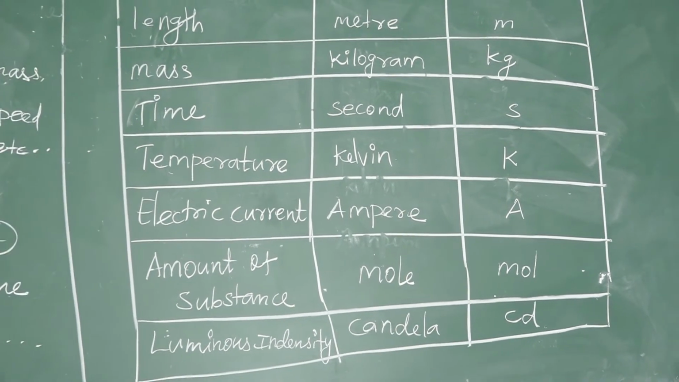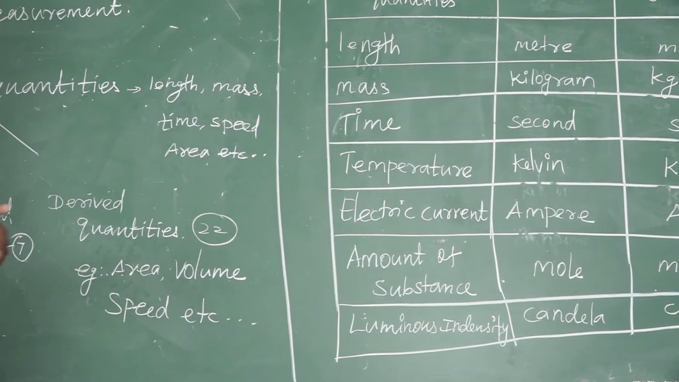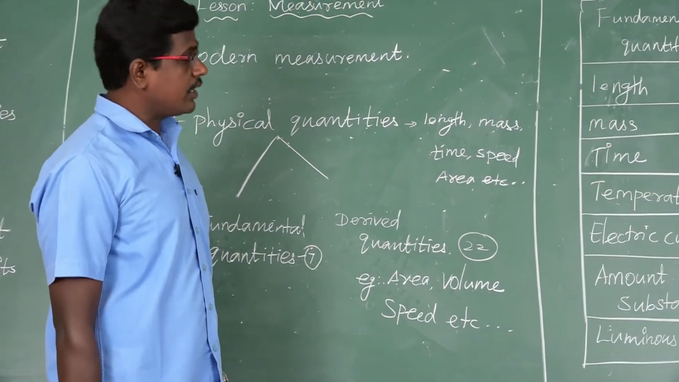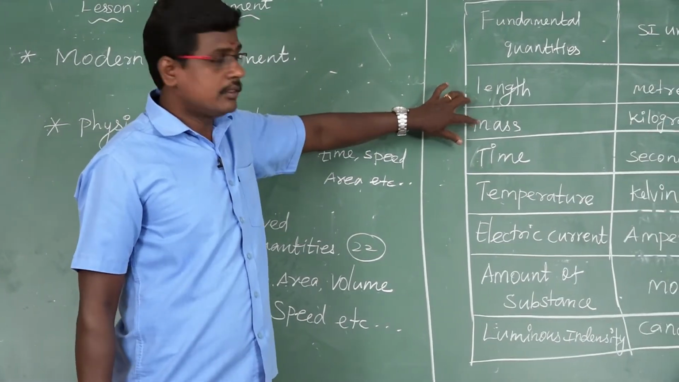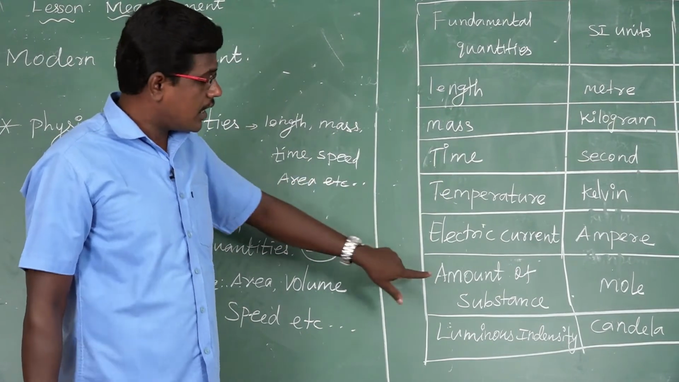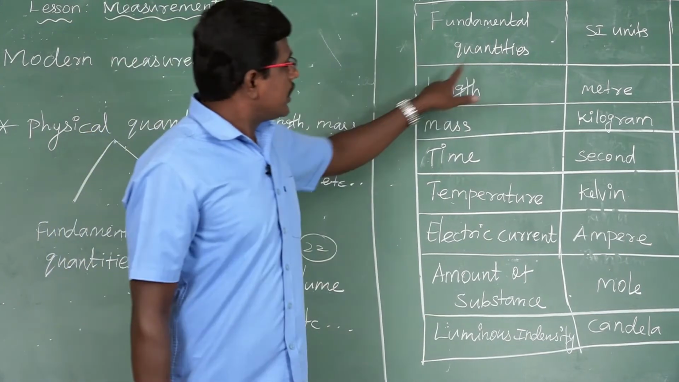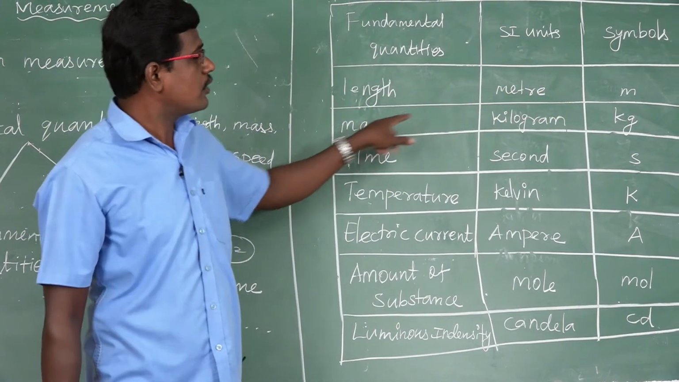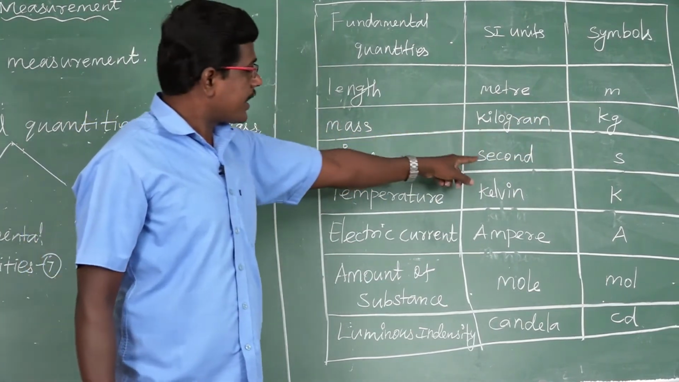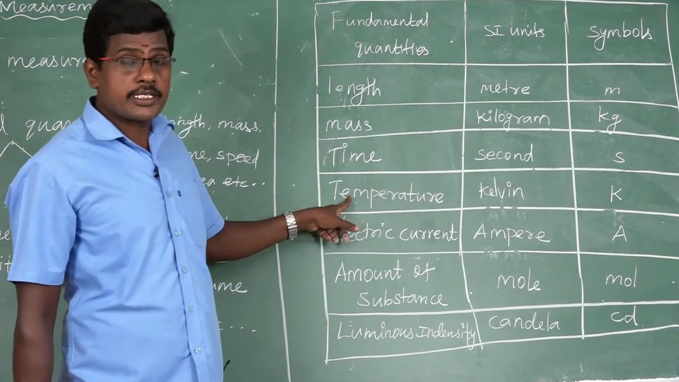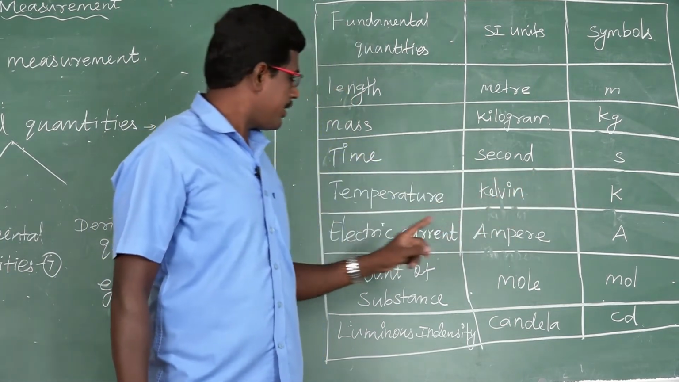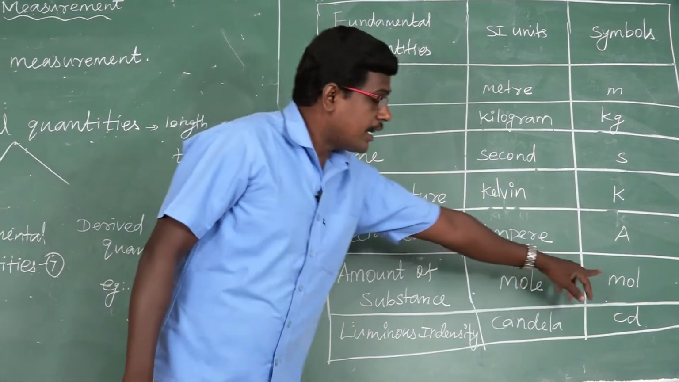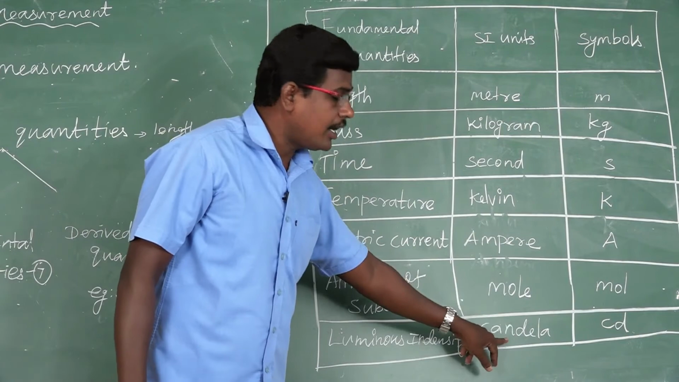So what are fundamental quantities? Those quantities that do not depend on other quantities. There are 7 fundamental quantities: length, mass, time, temperature, electric current, amount of substance, luminous intensity. SI units: meter, m; kilogram, kg; second, s; Kelvin, K; ampere, A; mole, mol; candela, cd.